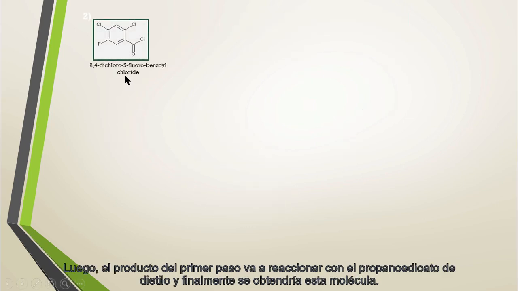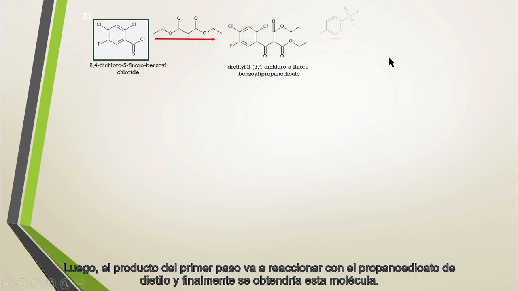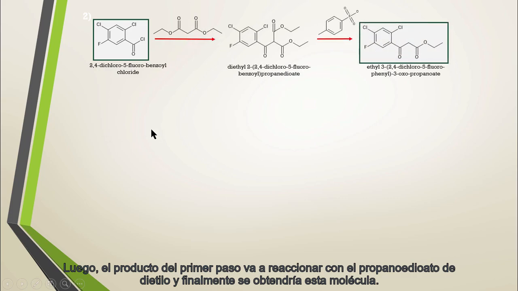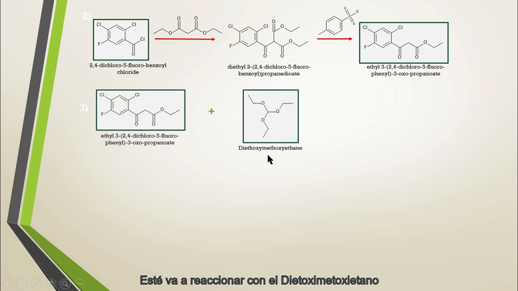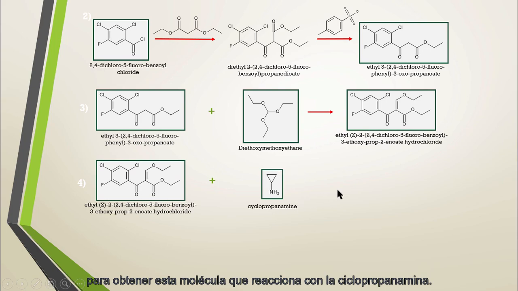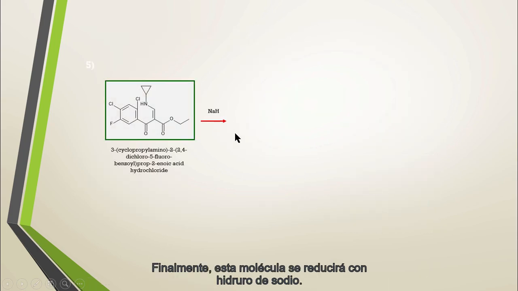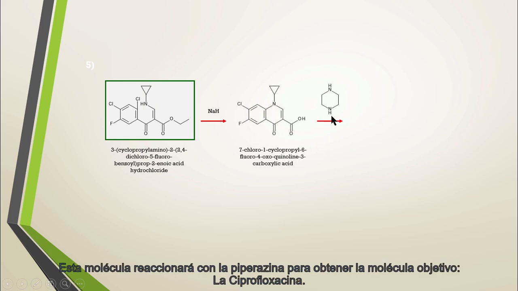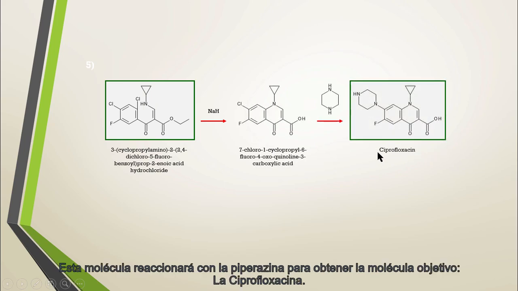Then the product of the first step is going to react with the ethyl propanedioate, and eventually this molecule will be obtained. This one is going to react with the ethoxymethoxyethane to get this molecule that reacts with cyclopropylamine. Finally, this molecule will be reduced with sodium hydride. This molecule will react with piperazine to get the target molecule, the ciprofloxacin.